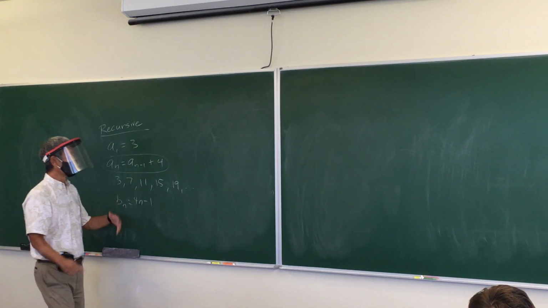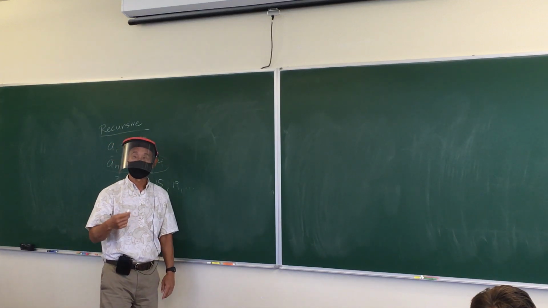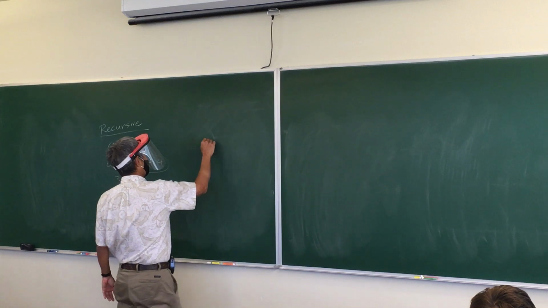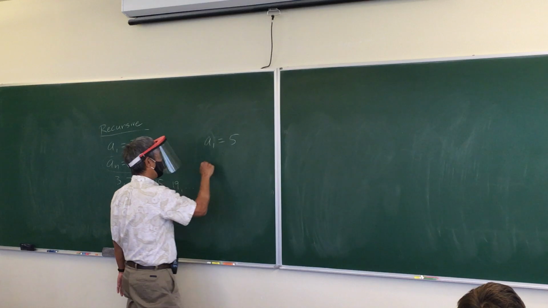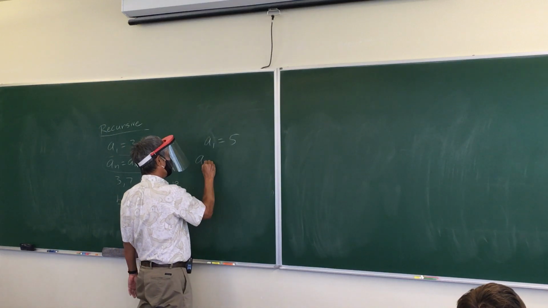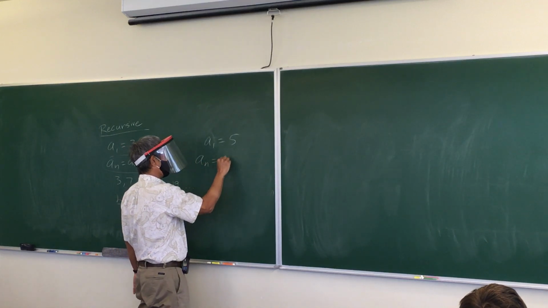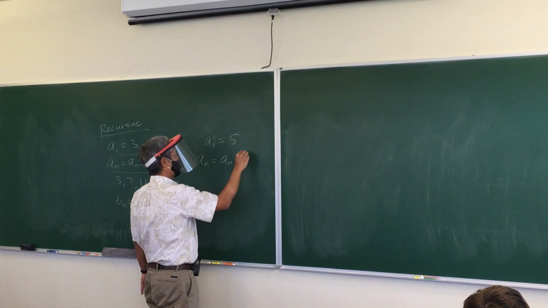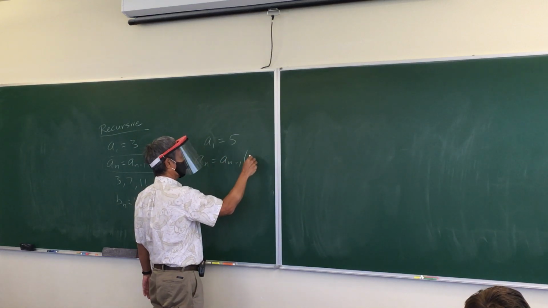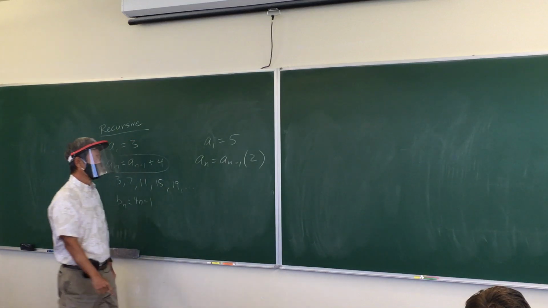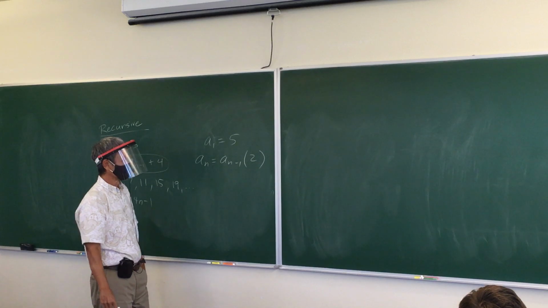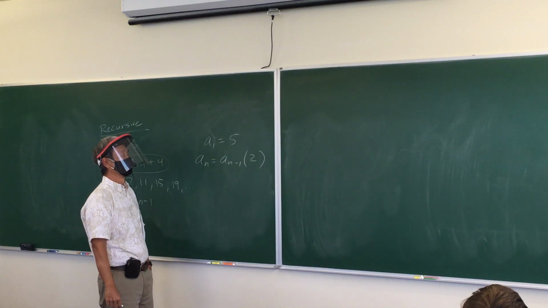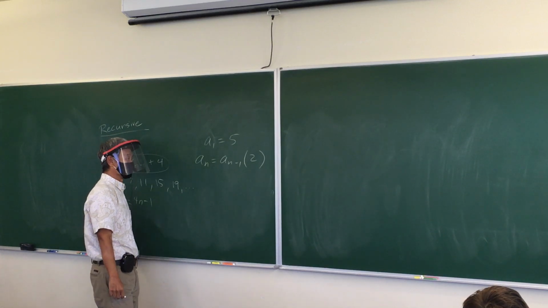Okay, so let's look at another one. We're just going to look at some examples of some recursive sequences. How about A sub 1 equals 5, A sub n is equal to A sub n minus 1 times 2. So what are the first 5 terms of this sequence?